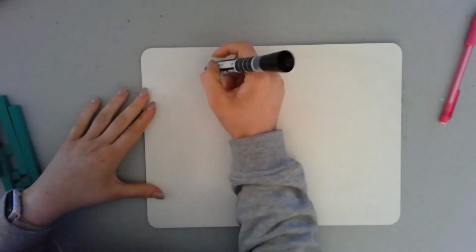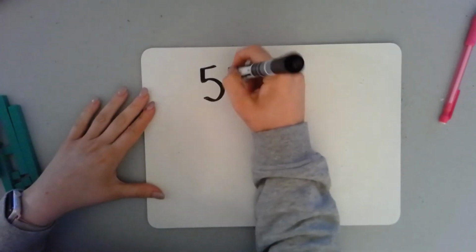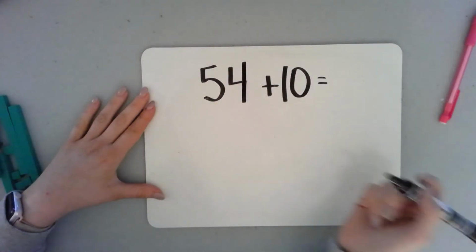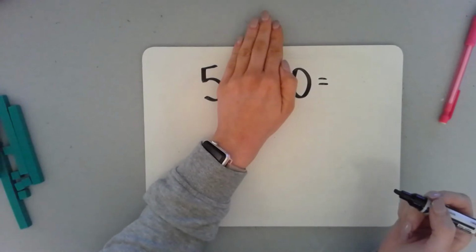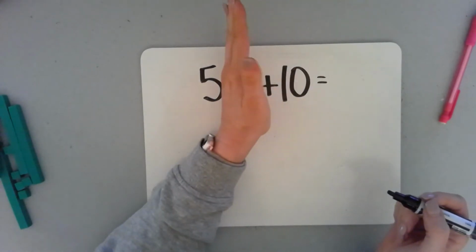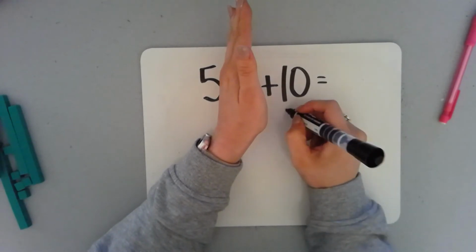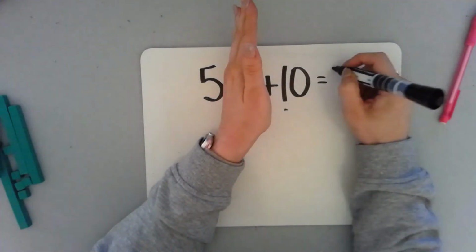Now where it gets a little bit tricky is where you add something in the ones place. So if we have the number 54, let's add 10 to the number 54. Well, if we just cover up the ones place and you just see a 5, well, we know we have to at least add 1 to that 5, which gives us 6.